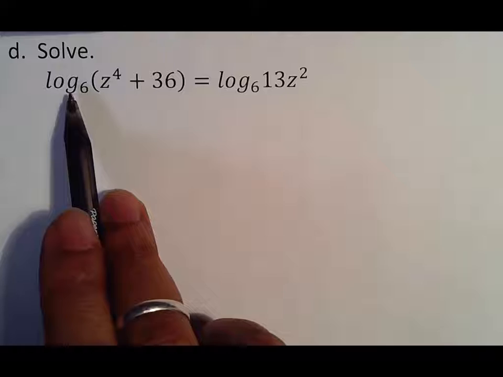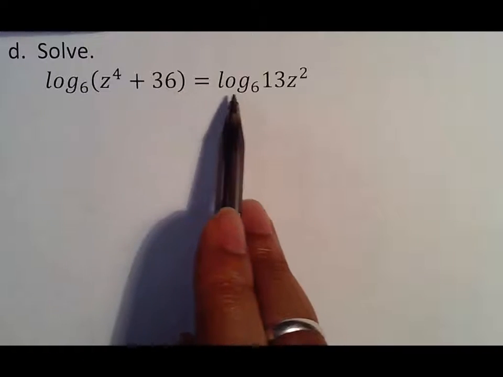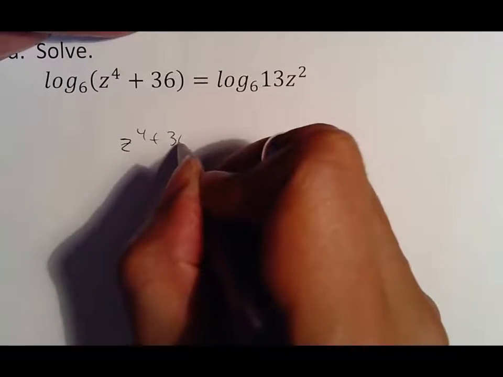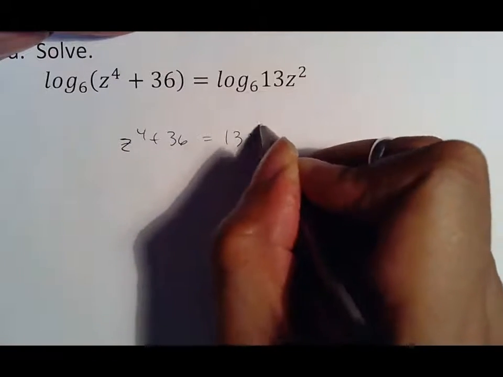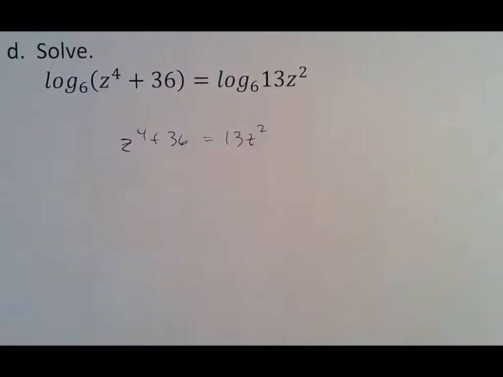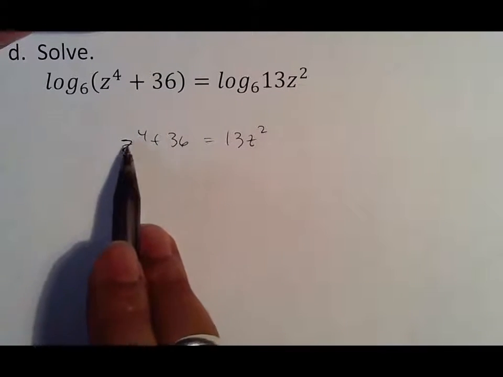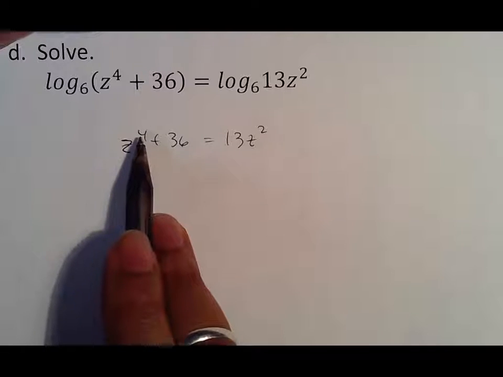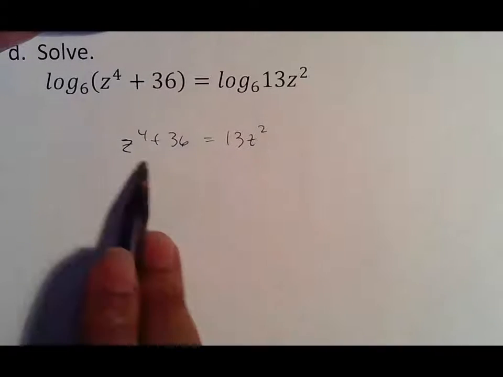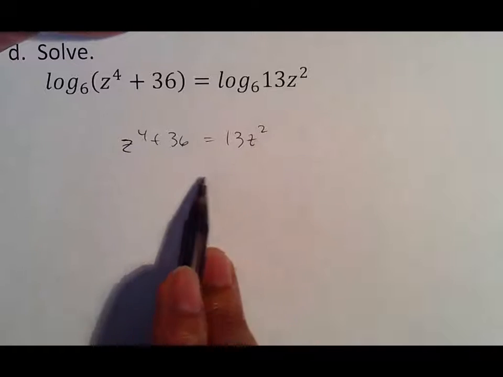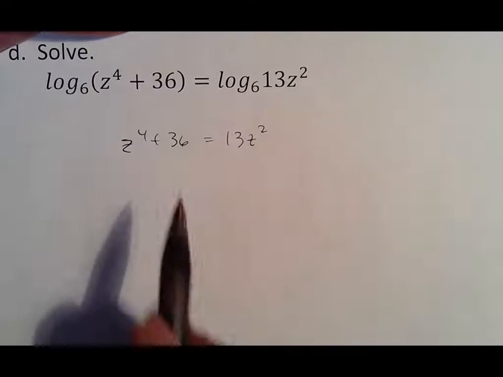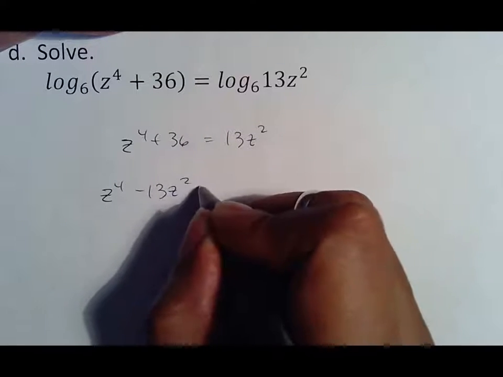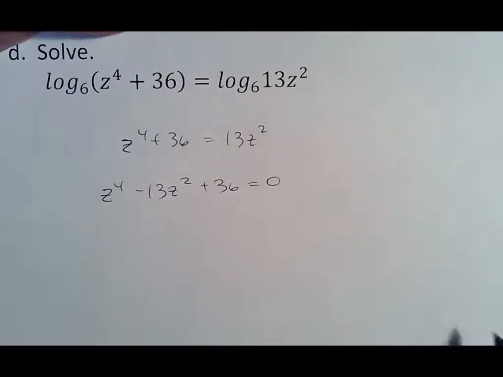So here we have the same situation. Log base 6 of something equals log base 6 of something else. So therefore, to me, I'll just put z to the 4th plus 36 must equal 13z squared. And again, what I learned before is that whenever I have a variable to a power higher than 1, that it's an elephant on the boat. Of course, it's going to fall to the biggest variable, so 13z squared is going to come over here. When it moves, it should become negative because it's positive over here and it switches places. So z to the 4th minus 13z squared plus 36 equals 0.